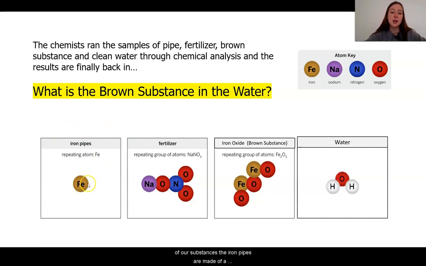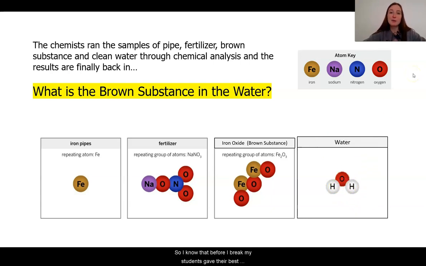The iron pipes are made of a repeating atom of iron. The fertilizer is made of a repeating atom group that contains sodium, oxygen, and nitrogen atoms. The iron oxide, also known as the brown substance, is made of a repeating group of iron and oxygen atoms. And our water molecules are made up of a repeating group of hydrogen and oxygen.